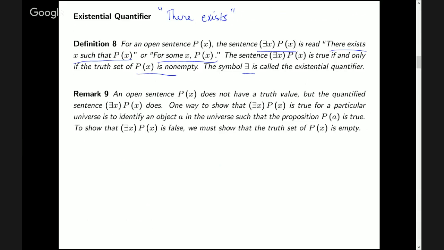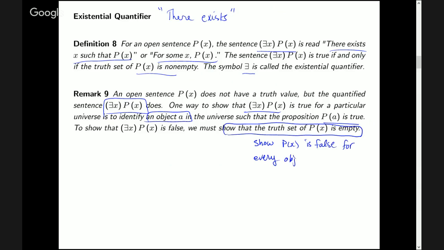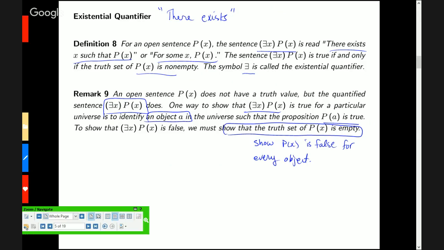An open sentence P of x does not have a truth value, but the quantified sentence there exists an x such that P of x does have a truth value. One way to show that it's true is to identify an object in the universe so that the proposition P of that object is true. To show it's false, you have to show it's false for every object. So that's where we're headed. Let's do some examples.